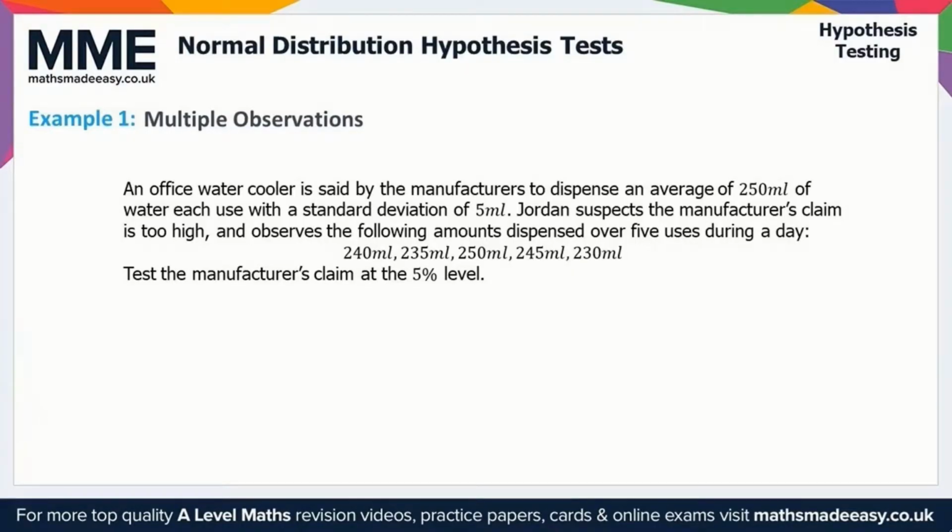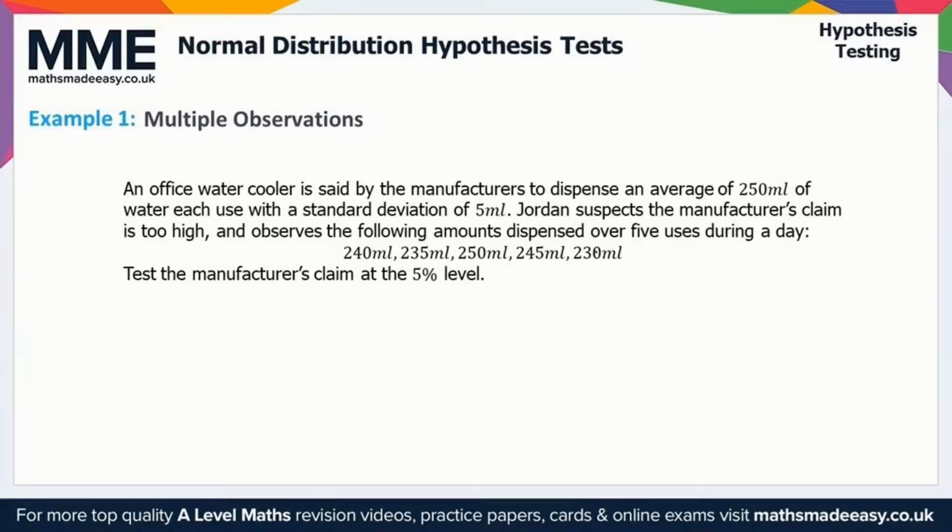Example 1 here on the normal distribution hypothesis test is taking a look at multiple observations. So here an office water cooler is said by the manufacturers to dispense an average of 250 milliliters of water. Okay, so this is with each use, and it has a standard deviation of 5 milliliters. Jordan suspects the manufacturer's claim is too high, and he observes this following sample here. So this is for 5 days, and these are the measurements or the amounts dispensed.